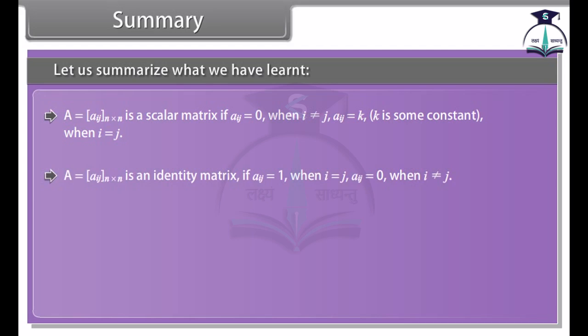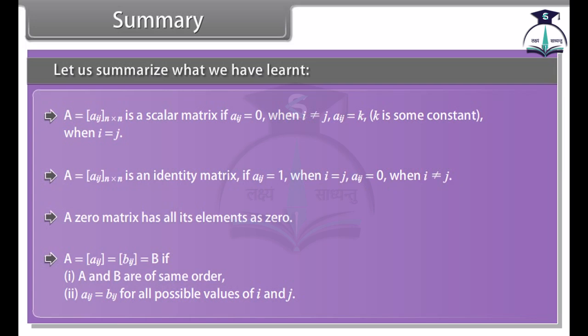A is equal to [a_ij] n by n is an identity matrix if a_ij is equal to 1 when i is equal to j, and a_ij is equal to 0 when i is not equal to j. A zero matrix has all its elements as 0. A is equal to [a_ij] is equal to B is equal to [b_ij] if A and B are of the same order, and a_ij is equal to b_ij for all possible values of i and j.